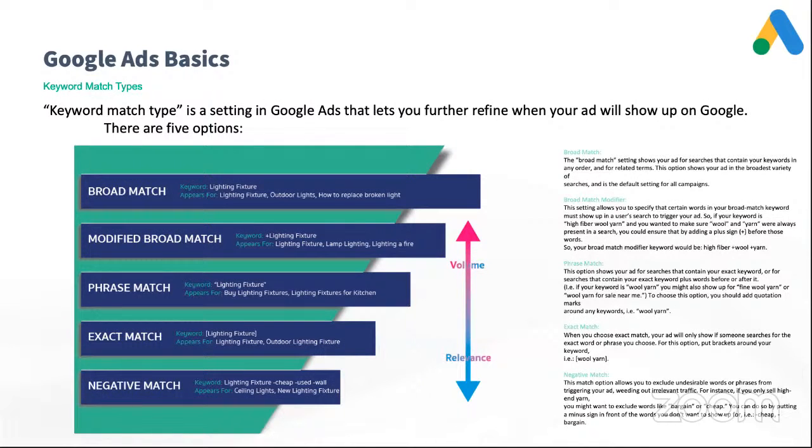The last one is negative match. So when you're planning your keywords, and when you get to the point of actually implementing your keywords in the ads, it's a good idea to create a negative match from the get-go. And you can download a bunch of lists online that are freely available.